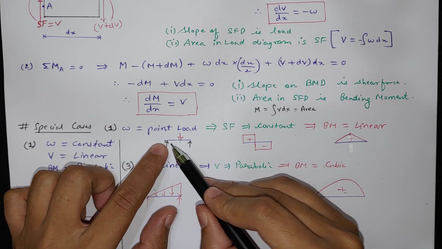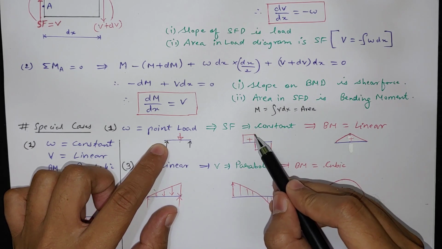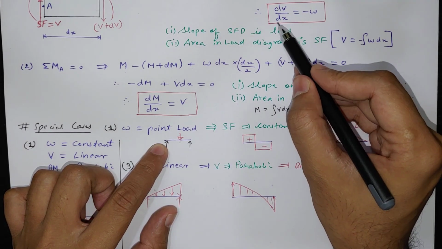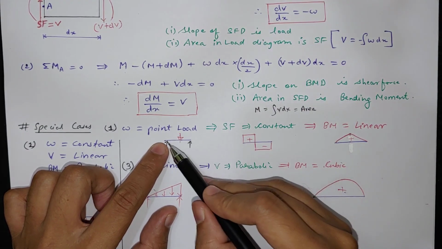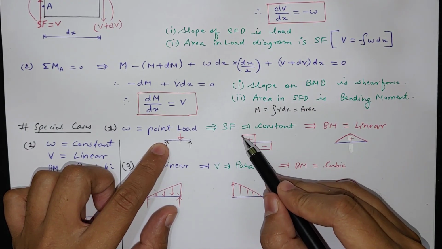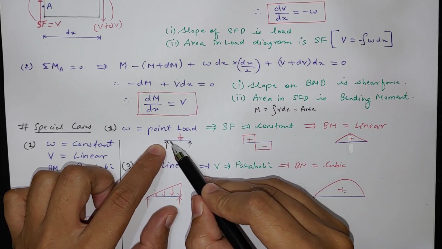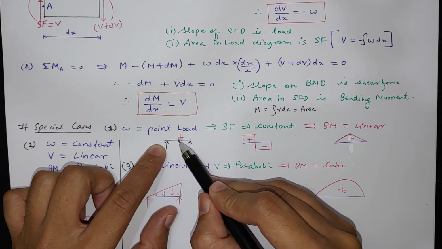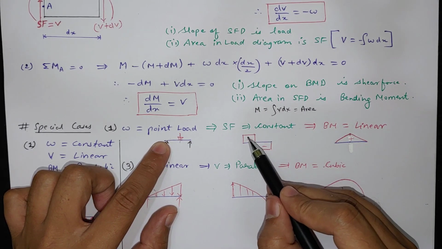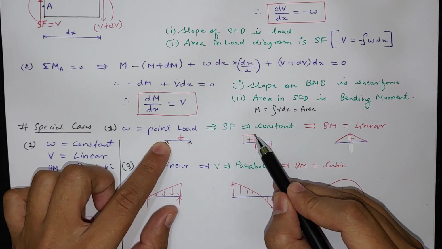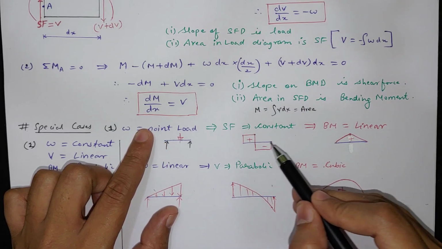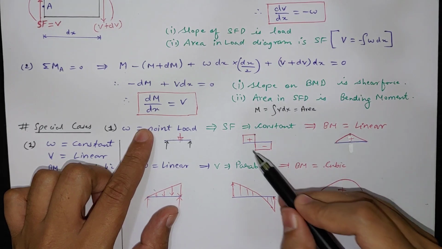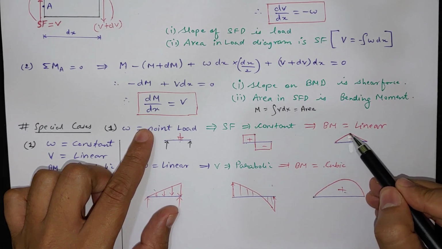And if we integrate it, we get this constant, the dV by dx is equal to W. So here the load is a point load, so the slope should be 0 because there is no load on this region. Similarly here shear force is constant, and if we integrate this area, then we get the bending moment at this point.